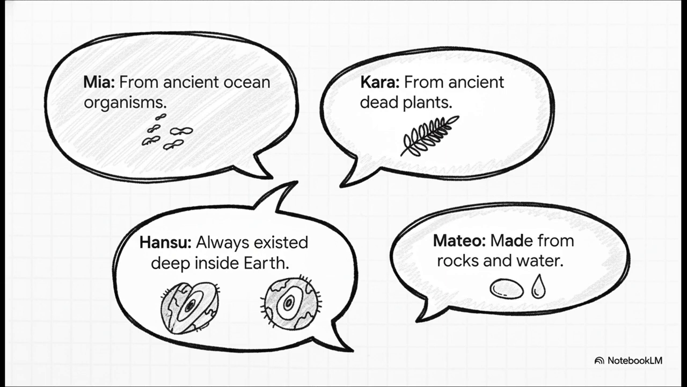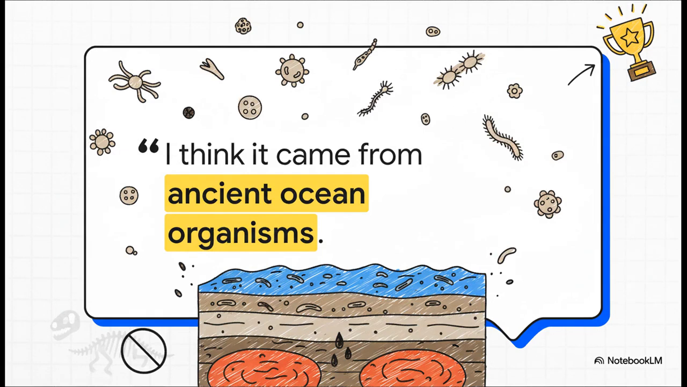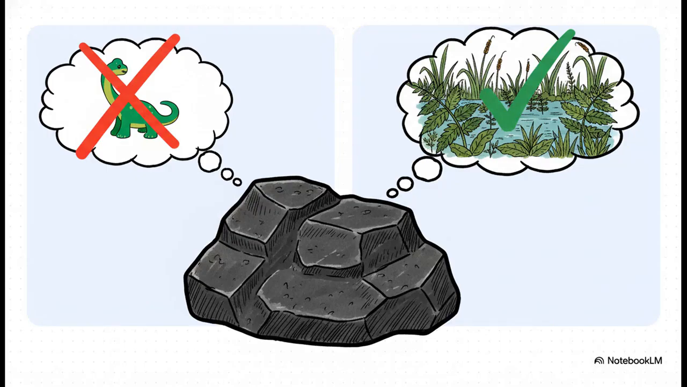And in fact, the famous Paige-Keeley science probe on this exact topic shows just how all over the place student ideas are. You see everything from ancient plants, which is kind of getting warm, to the idea that oil is just this black liquid that's always been there. But only one of these students is on the right track. And the prize goes to Mia. You see, the key ingredients are microscopic life in an ancient ocean, buried under tons of sediment, and then cooked by heat and pressure for millions of years. No dinosaurs required.